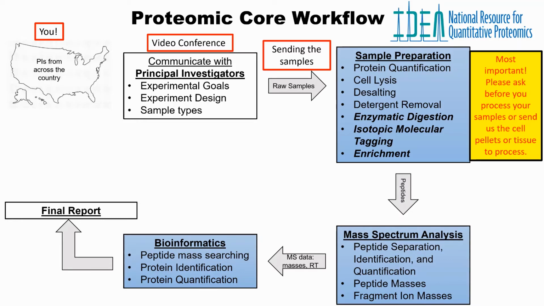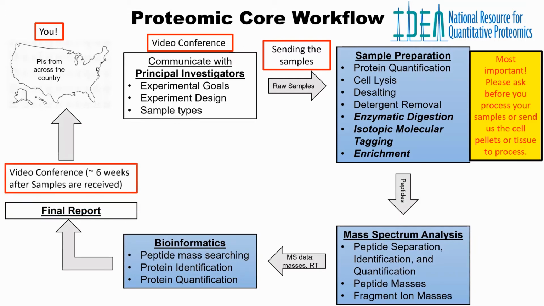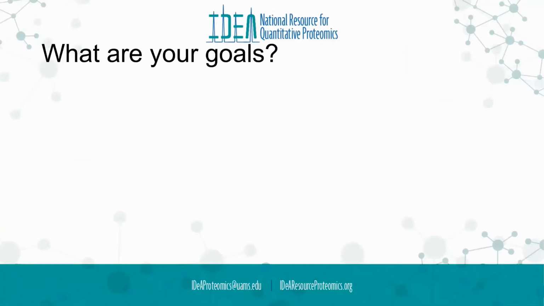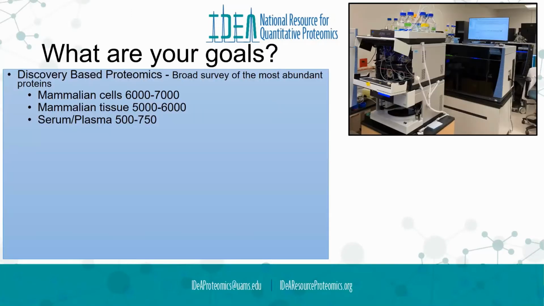And this information can be searched against a library to get protein identification in your control groups and in your treatment groups. This information is then fed to our bioinformatics team that then prepares your final report. This final report will be communicated back to you by another video conference about 6 weeks after we receive your samples.